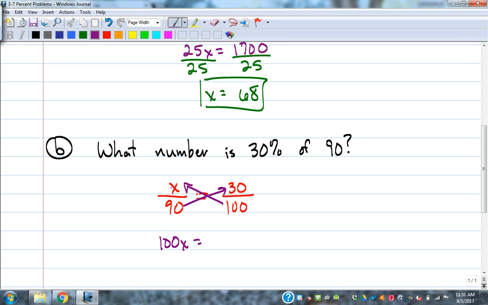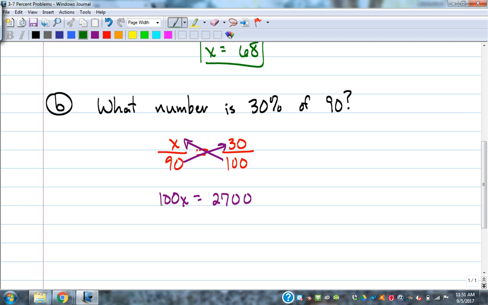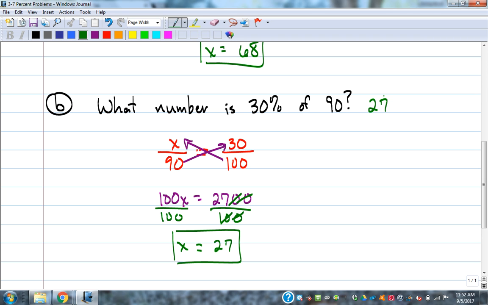100x, 30 times 90, 2,700. Well, it's easy when they ask us to divide by 100 because the zeros cancel each other out, so that's 27. And to answer the question, what number is 30% of 90? Just the number 27. Don't put a percentage on it because it didn't ask for a percentage. It asked for a number. So be careful of that.